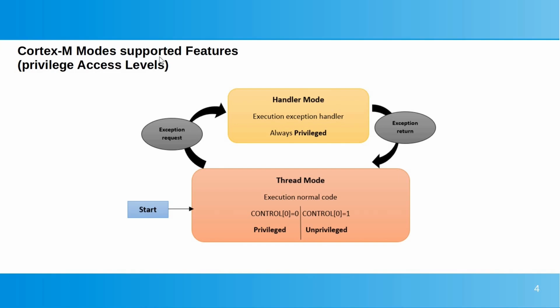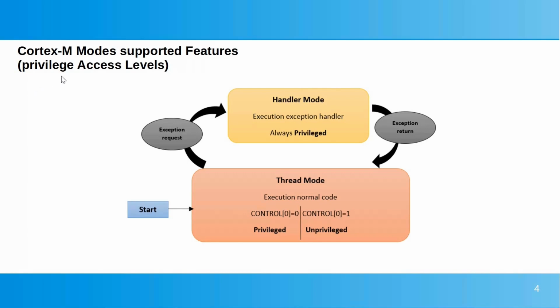Now, in terms of supported features, the different modes within an ARM Cortex-M support two sets of features. The first set is the privileged access levels, and the second set is the banked stack pointer registers.